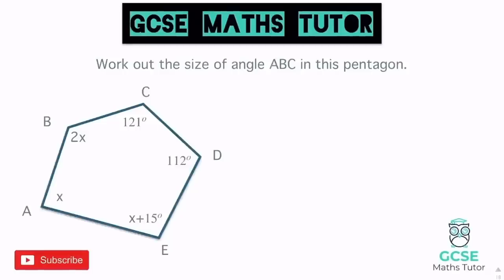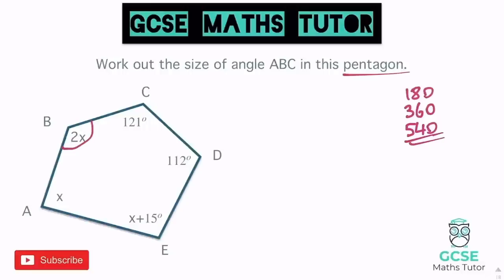Okay, so work out the size of angle ABC in this pentagon. So A to B to C is this angle here, and that's got a 2x in there at the moment. Now it's a pentagon, it doesn't say it's a regular pentagon, it's definitely not because all the angles are different, but we need to know what the angles are in a pentagon this time. So a triangle, remember, is 180, a quadrilateral, we add another 180, is 360, and then a 5-sided shape, we add another 180, which is 540. So 540 degrees is what these all add up to.